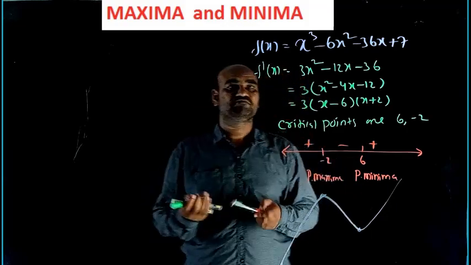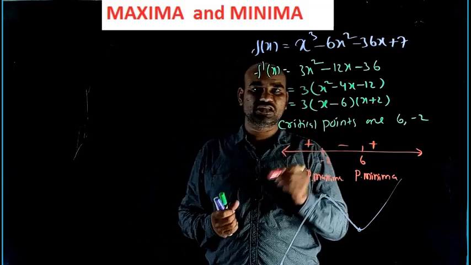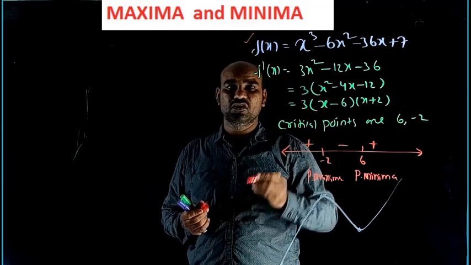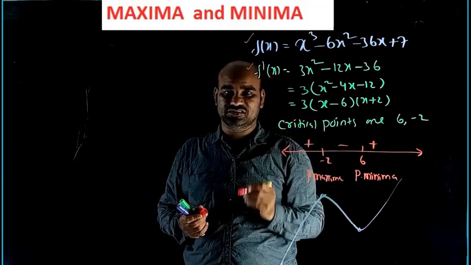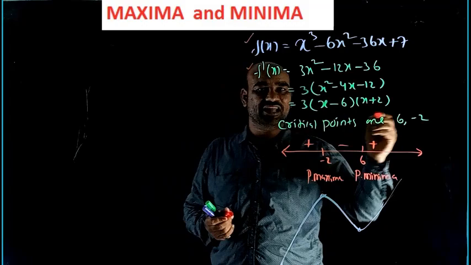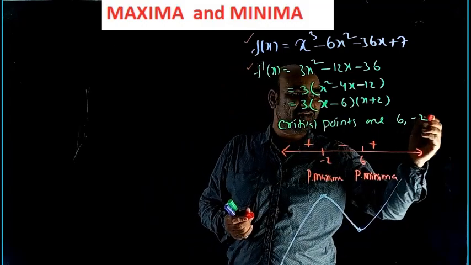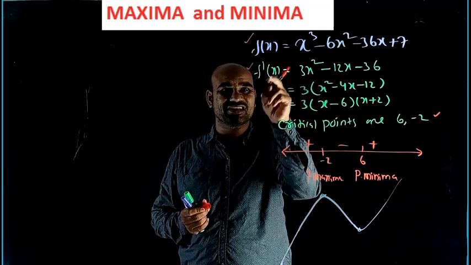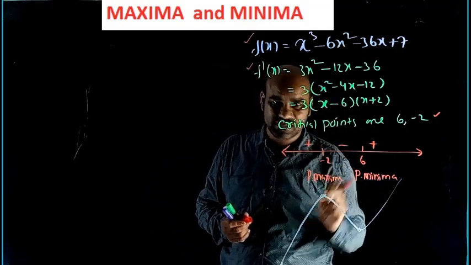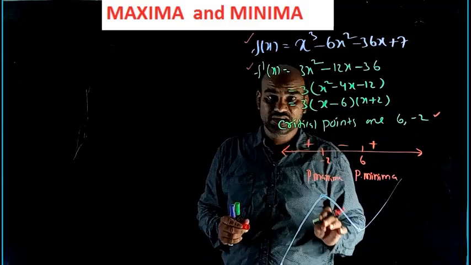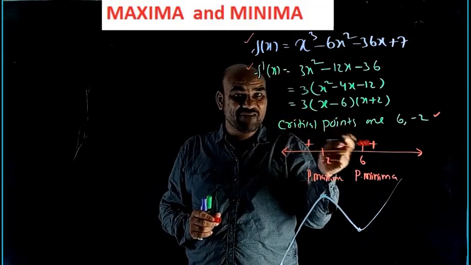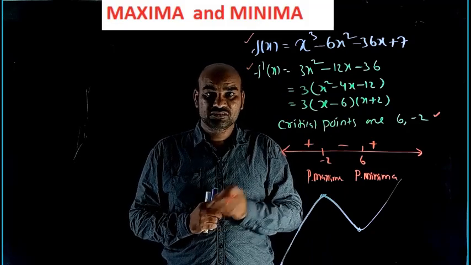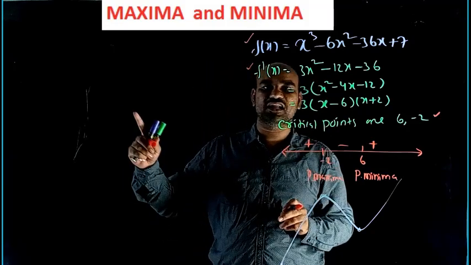Now, how to apply the first derivative test? f of x is given. We need to find f dash of x. We need to find critical points. After finding critical points, we apply the sign scheme on f dash of x by using these critical points. Sometimes application of the sign scheme on f dash of x becomes difficult. In such situations, we will use the second derivative test.